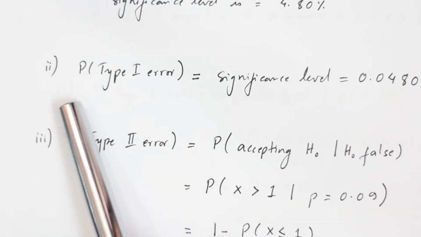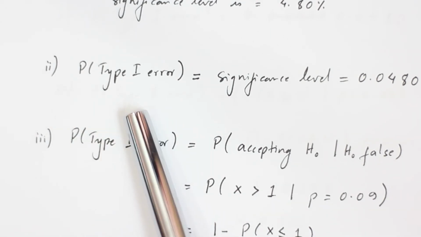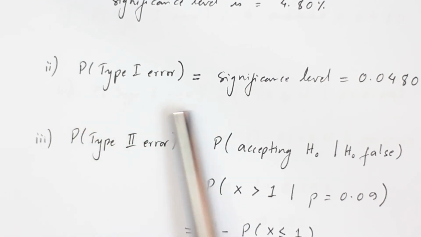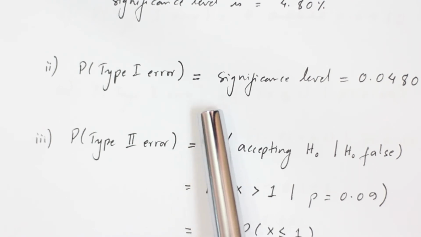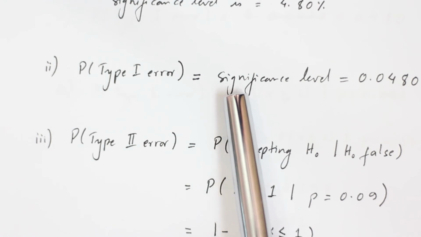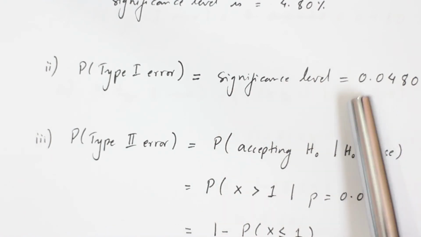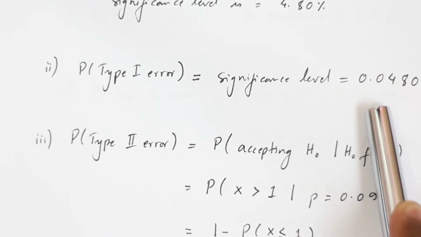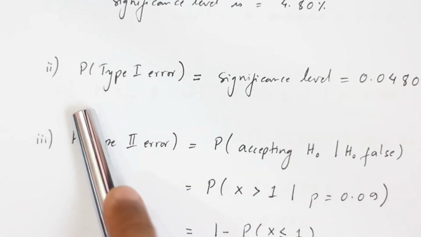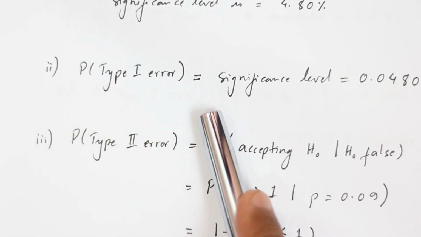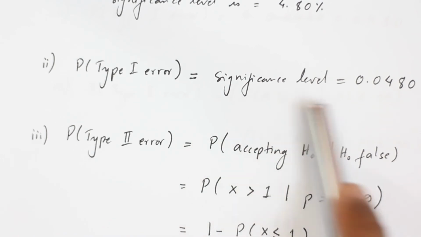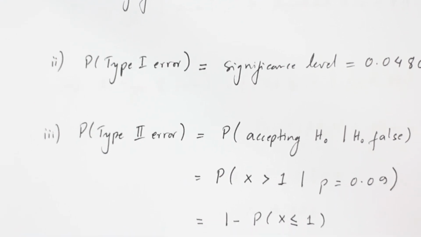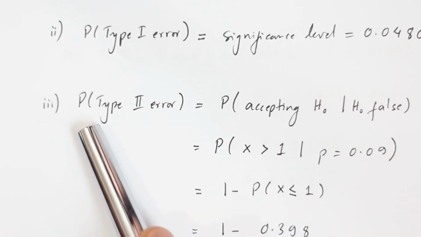Okay, now for the second question, we're asked to state the probability for the type 1 error to occur. So the probability of type 1 error is simply the rejection of the null hypothesis given the null hypothesis is true. So the probability that the null hypothesis is rejected is simply the significance level, right? So that's why the probability of type 1 error is also the significance level. So we can write that it is 0.0480.